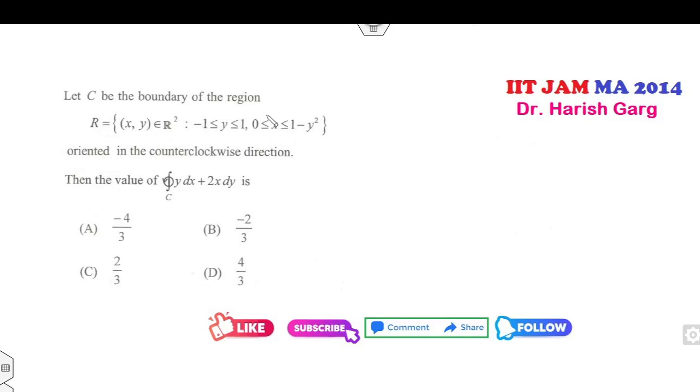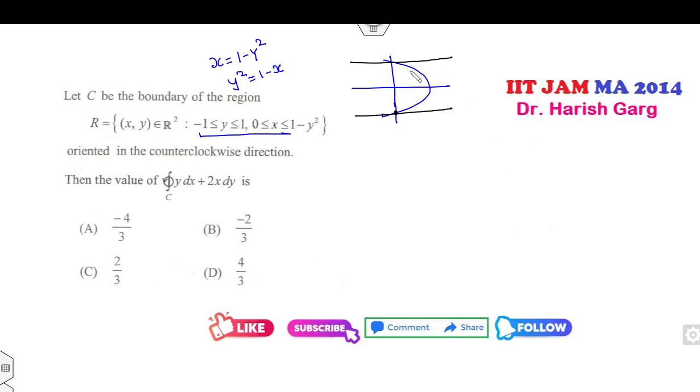First of all, always draw the region. This is R. Check whether this is closed or not. x is 0, x is 1 minus y square. This is a graph of x is 1 minus y square. Why? Because x is 1 minus y square implies y square is 1 minus x. It's a parabola. y is equal to 1. This is the point 1 comma 0 or minus 1 comma 0. And this is the point here. Find which one is the curve. This is my curve, and clearly this curve is a closed curve.